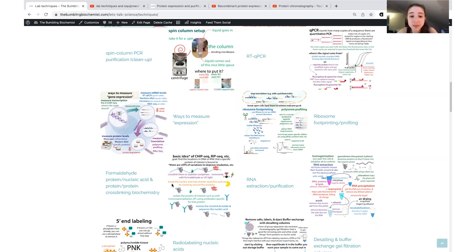ChIP-seq stands for chromatin immunoprecipitation and sequencing. The basic idea is that you can cross-link proteins to DNA, making strong covalent links, often with formaldehyde or UV light, and then cut up the DNA around them so that you don't have giant strands. You just want to isolate the region that the proteins are bound to. Then you use an immunoprecipitation: you take an antibody specific to the protein you're interested in and precipitate out that protein, for example with a bead attached to the antibody. So you can separate out that protein and see what it's bound to. There are various variations of this technique, but that's the basic idea.